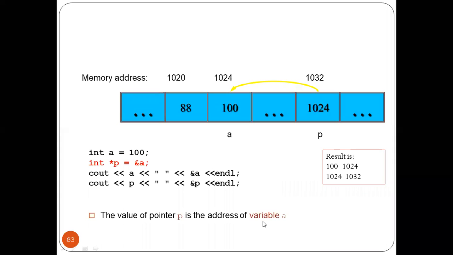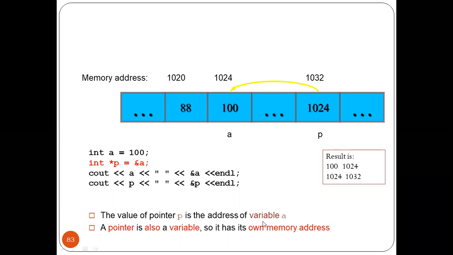So there's the value of p. It will be a pointer which is holding this address location, and your variable a will be having the actual value. The last line we can say is that a pointer is also a variable, and it will have its own memory address also. It is a variable, not any external entity.